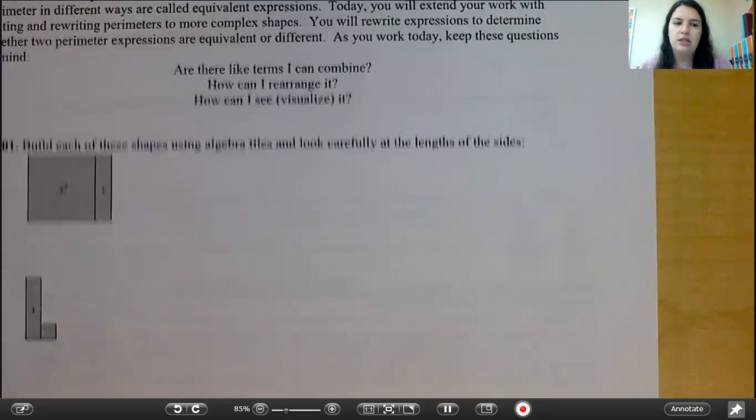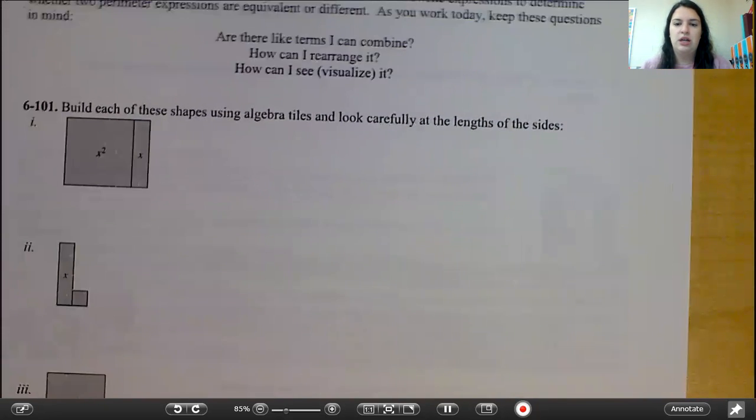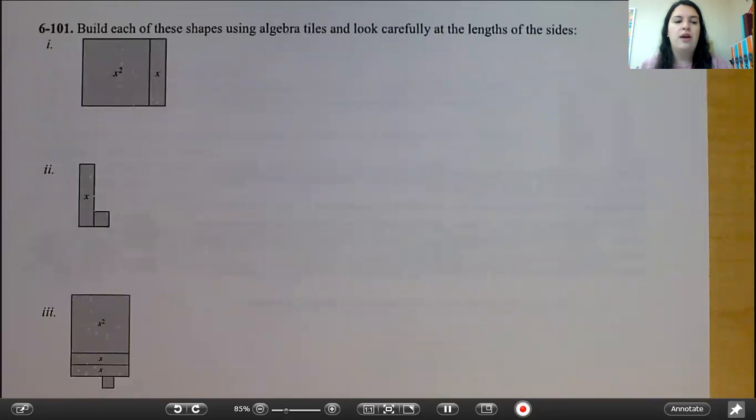Problem 6.1.0.1 says build each of these shapes using algebra tiles and look carefully at the lengths of the sides. If you have your algebra tiles cut up from a few lessons ago, you can build them, but they are built on your paper, so you can also just refer to them here.